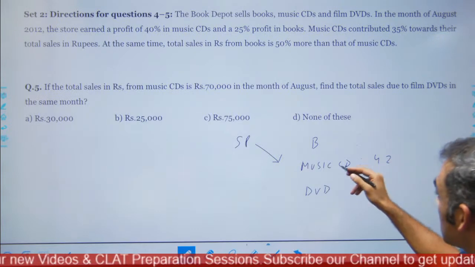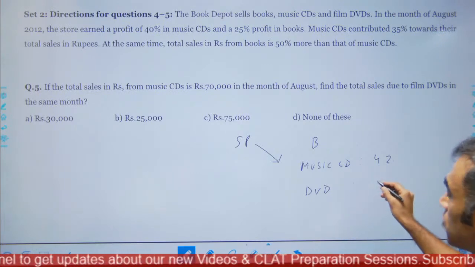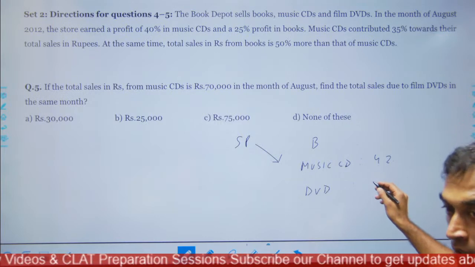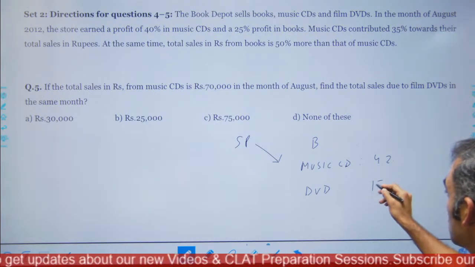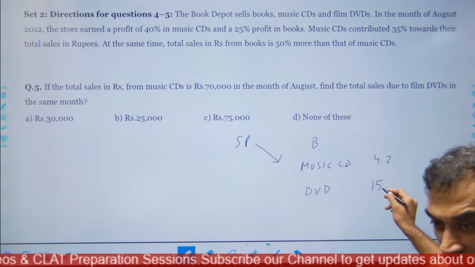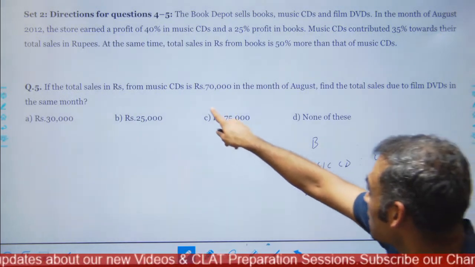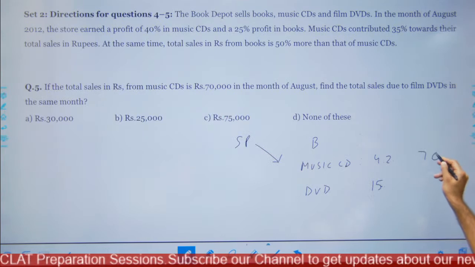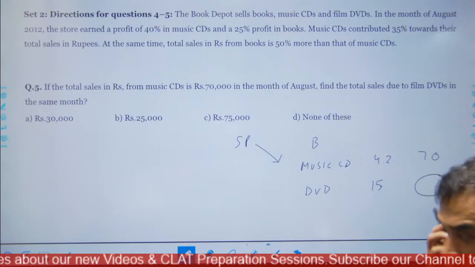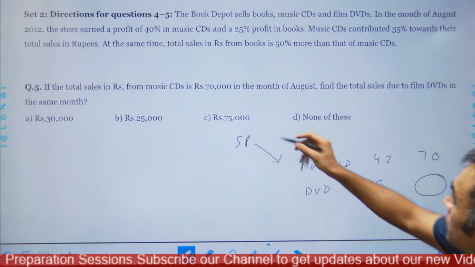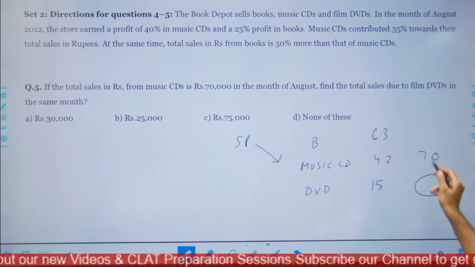This was 42. Somebody, can you just give me the numbers? This came to 15.6. Was it exactly 15 or something? Okay, anyways, this is 42, this is 15, so we have to find the relation from this. Music CDs is given as 70,000, so how much will this be? The question is just like that. Alright, so we know the books was 63, this was 42 and this is 15. So if this is 70, what will this be?